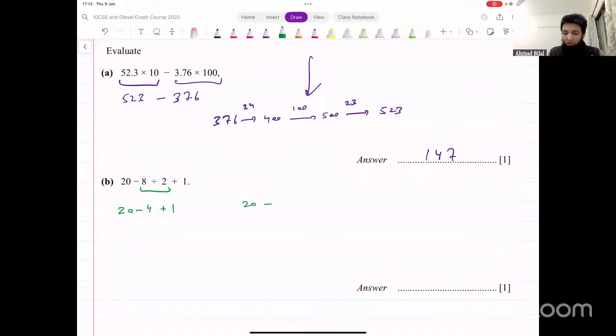You cannot do 20 minus 5. That would be wrong. Okay? You cannot do 20 minus 5. You can't do 4 plus 1 first before you do the minus thing, right? You have to go left to right. Left to right. Okay? So 20 minus 4, what's that? That is 16. And then 16 plus 1, that is 17. And that's your final answer. You get 17 from this. Make sense? So for operations that have the same priority, go left to right. Is that okay?